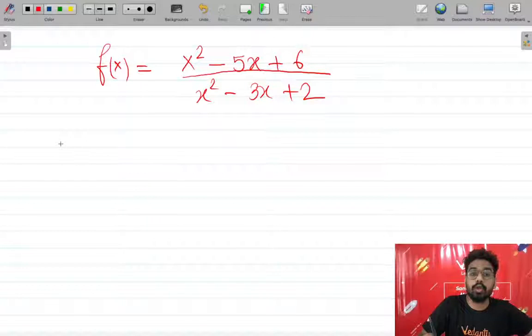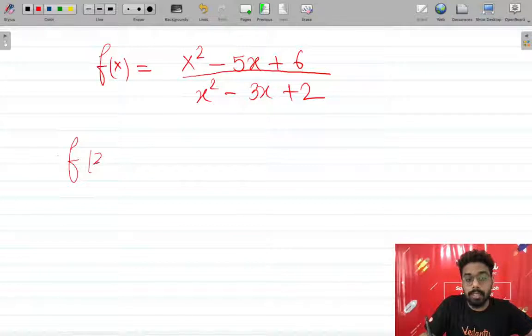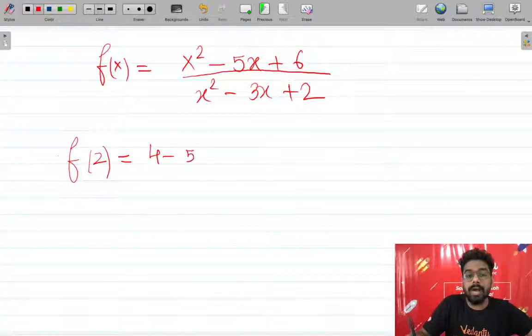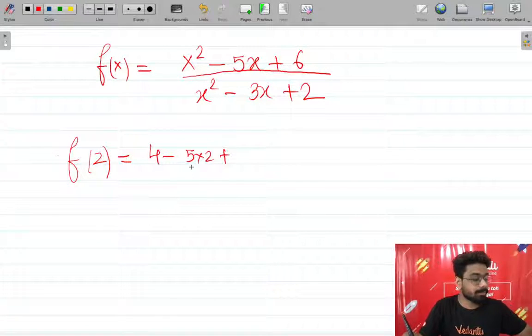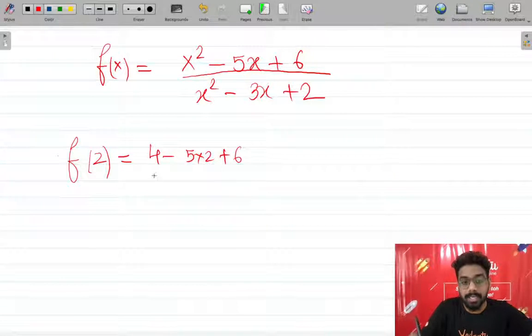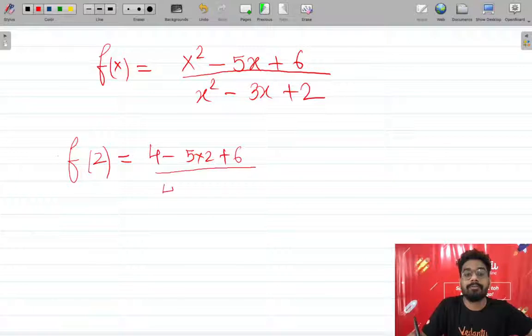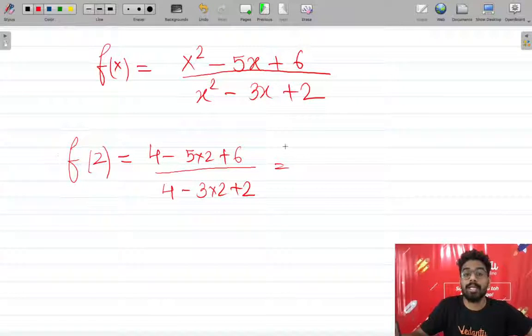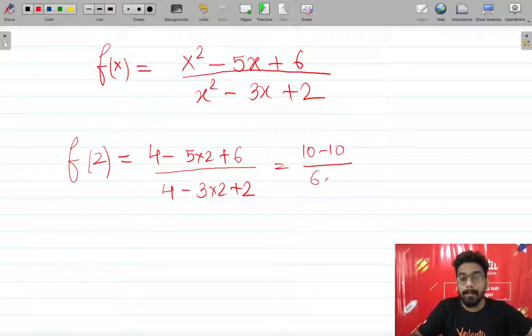So what will you do? The first step is you will put x equals 2 over here. I am asking you what is the limit or approximate value. Put 4 minus 5 into 2 plus 6, divided by 4 minus 3 into 2 plus 2. It equals 4 plus 6, 10 minus 10, upon 4 plus 2, 6 minus 6, which is equal to 0 by 0.